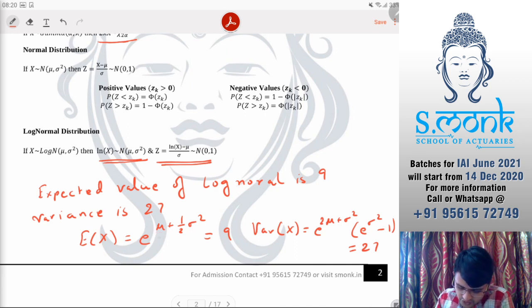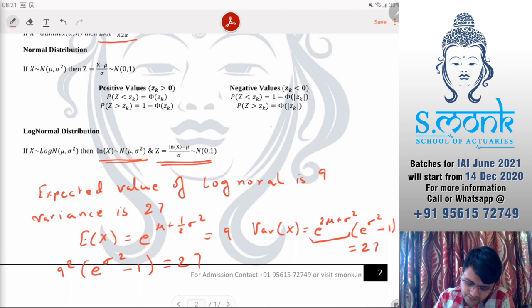So for solving, what we do is, this part is nothing but the square of this part. So all you do is put 9 square here and you have eliminated one variable. So you will have 9 square e raised to sigma square minus 1 would be equal to 27. Using this you will find sigma square, then using your first equation just find mu.